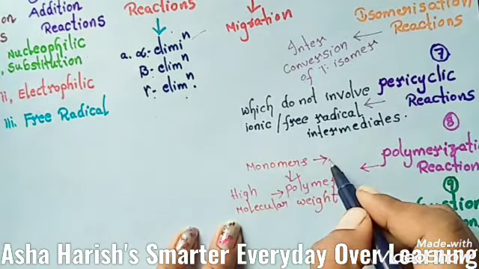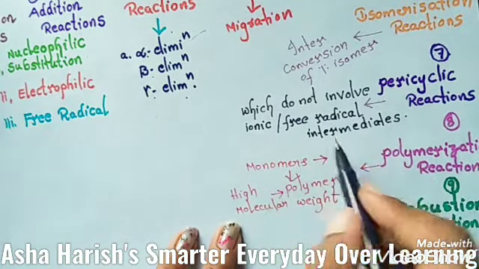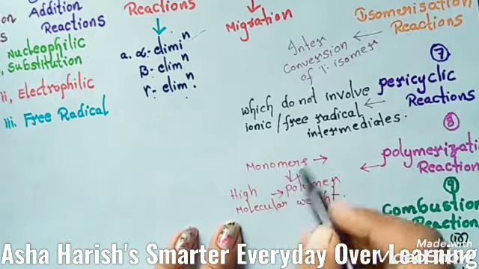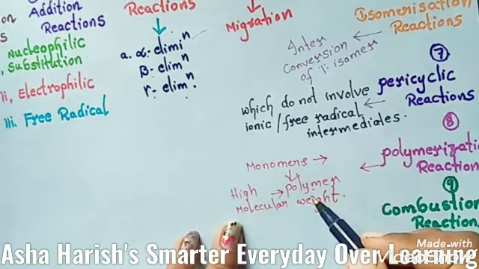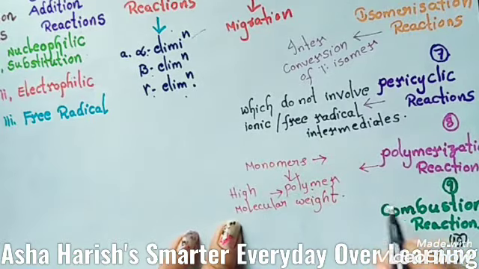So this polymer has high molecular weight. Here these are the monomers, which have very small molecules. These are called monomers. From these monomers, how polymers are formed we have to study in this polymerization reaction.